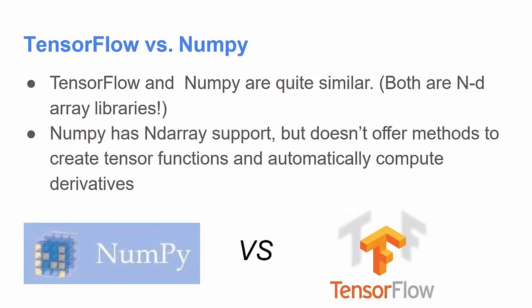TensorFlow versus NumPy. TensorFlow and NumPy are quite similar. Both are n-dimensional array libraries. NumPy has ndarray support, but it doesn't offer methods to create tensor functions and automatically compute derivatives.